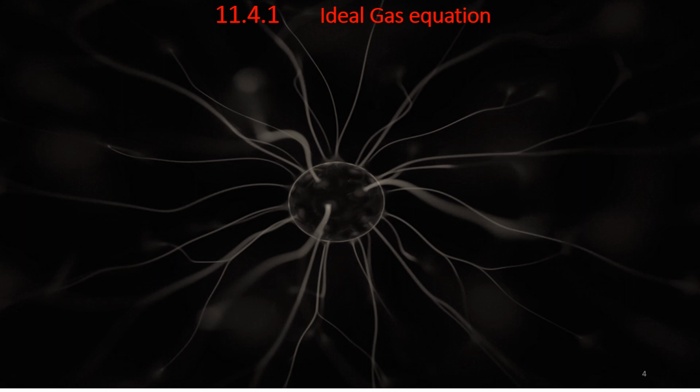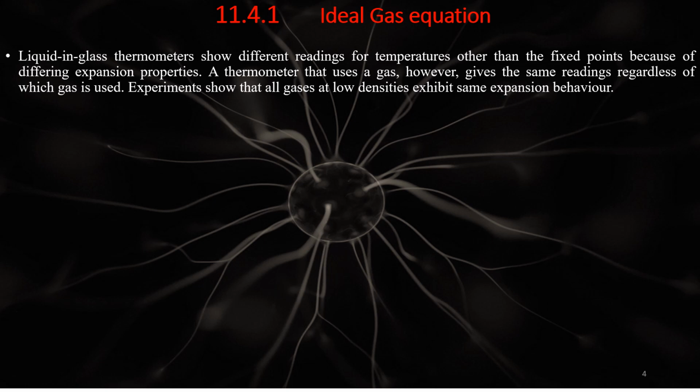Ideal gas equation. Liquid in glass thermometers show different readings for temperatures other than the fixed points because of the differing expansion properties. That means the liquid used has different expansion properties, hence the temperature readings differ other than at the two fixed points, that is the freezing point of ice and the boiling point of water. Whereas a thermometer that uses a gas gives the same readings regardless of which gas is used. We may use different types of gases, but still the readings will be the same.